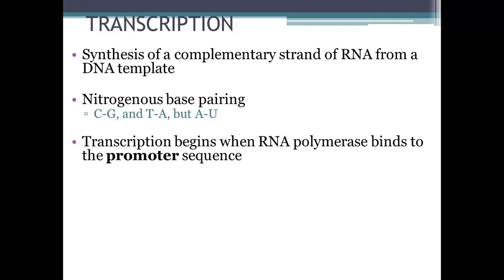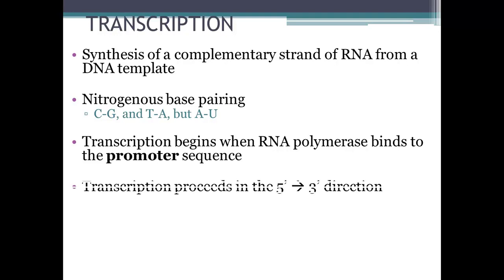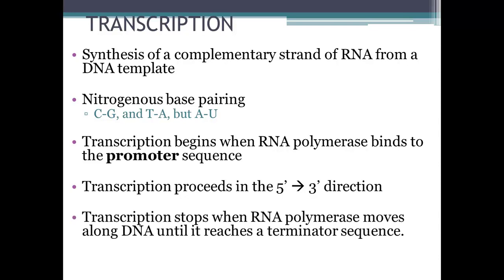Transcription begins when RNA polymerase binds to the promoter sequence. The promoter sequence is the beginning of the gene on the DNA. Transcription also proceeds in the 5' to 3' direction, just like what we saw in DNA replication. Transcription stops when it reaches the terminator sequence.